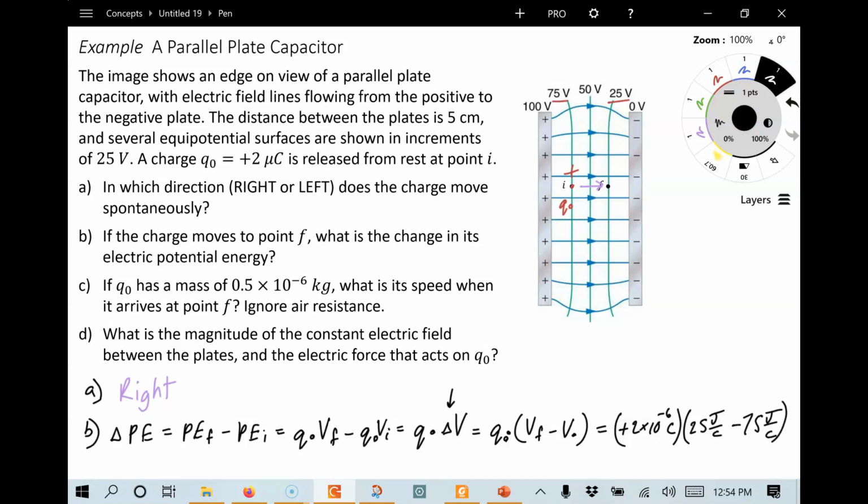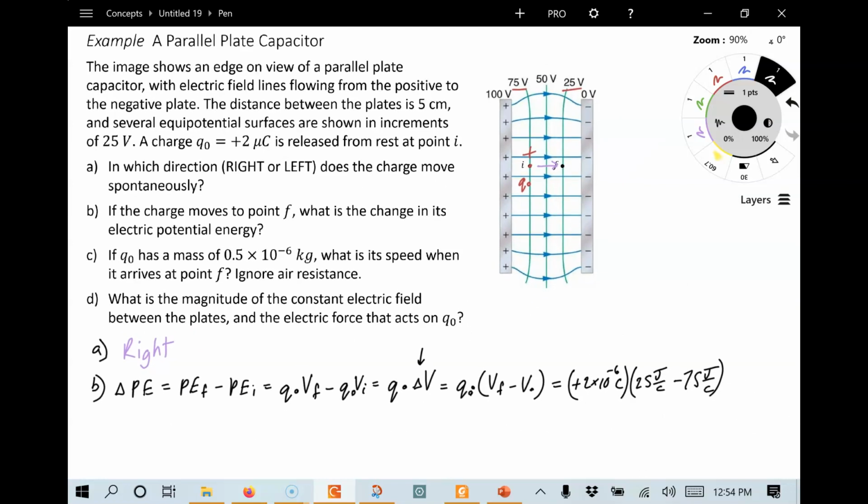When we put that into our calculator, we get minus 1.0 times 10 to the negative fourth joules. Again, because the coulombs canceled out, we end up with joules. So notice what this means. This positive charge released from rest spontaneously moves downhill to a lower electric potential. That's because its potential energy is decreasing, just like if you drop a basketball, it naturally falls from higher potential energy above to lower below.